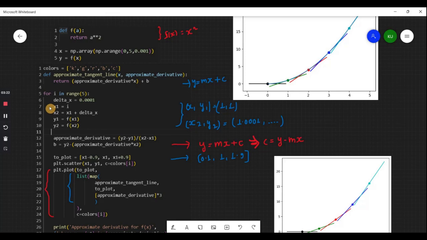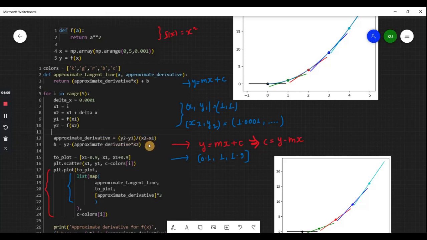x2 is the neighboring point of x1, so x2 is x1 plus delta x, and y1, y2 are the corresponding squared values of x1 and x2. If we assume i to be 1, then x1, y1 will be 1, 1, and x2, y2 will be 1.0001 and y2 will be the square of x2. Now we have 2 points on our tangent line, which are x1, y1 and x2, y2. If we have 2 points on a line, then we can calculate the slope of the line. And here what I have done, approximate derivative, it is the slope of the tangent line, and it will be equal to y2 minus y1 upon x2 minus x1.